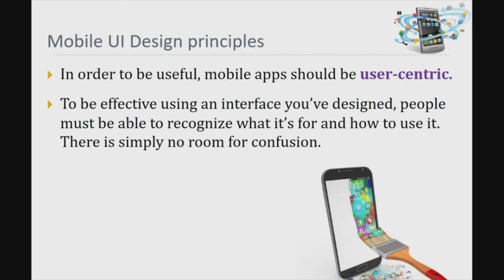So in order to be useful, mobile apps or mobile applications should be user-centric, focused on the user itself. And to be effective using an interface you have designed, people must be able to recognize what it is for and how to use it. So when you look at the interface, you already know as the user what a button is used for and how to use that button. So this is the imagination and visualization technique in order to expect what the user will assume towards the interface that you have designed. So there is simply no room for confusion, or do not make your user confused by the user interface that you design for your mobile application.